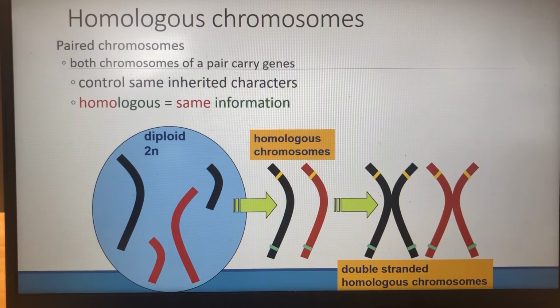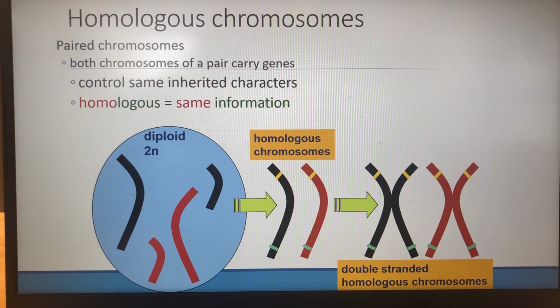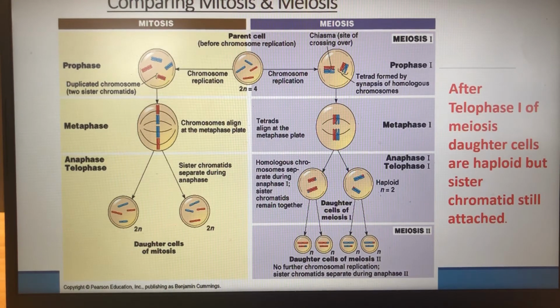So homologous means the same information. Is it identical? Not unless you mated with your identical twin, which wouldn't work. But they code for the same genes. All right. Here is comparing mitosis and meiosis.